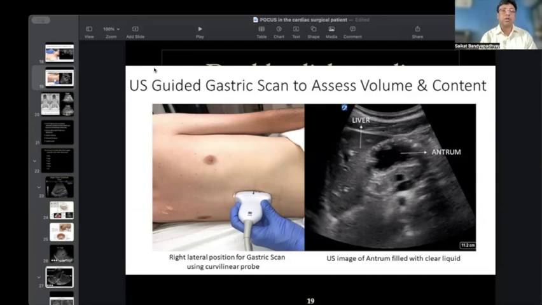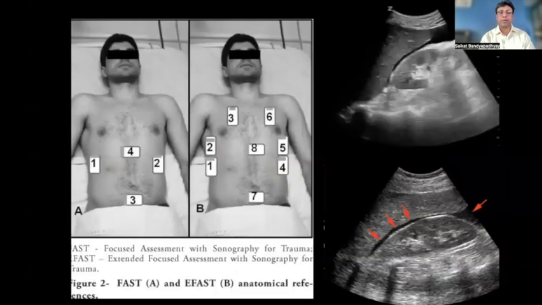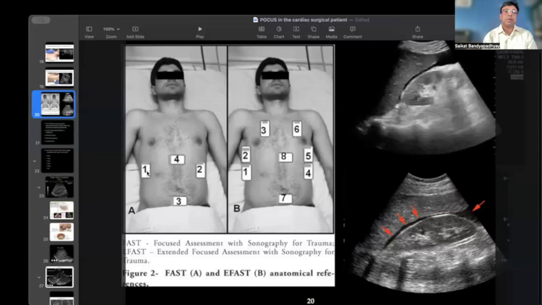So moving on to the next slide, these are the FAST views. Number one, on the left side of the image, is the right upper quadrant view. Number two is the left upper quadrant view. This is the subcostal view, and this is the infraumbilical or suprapubic view. And you can add the numbers 2, 3, 6, and 5 as shown on the left panel of the picture, which is basically lung ultrasound for the right and the left lungs. We'll individually talk about the views as we progress.